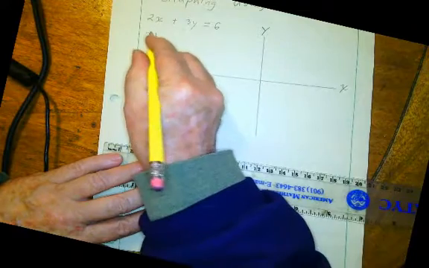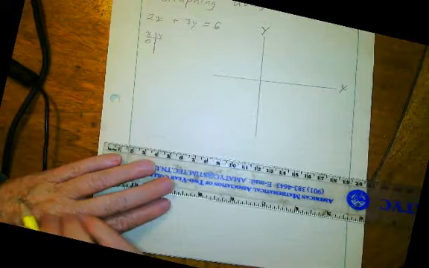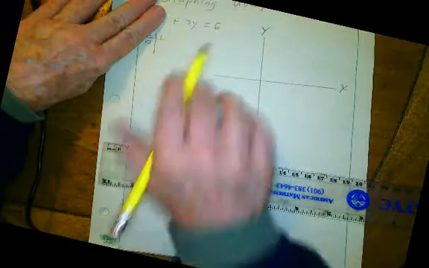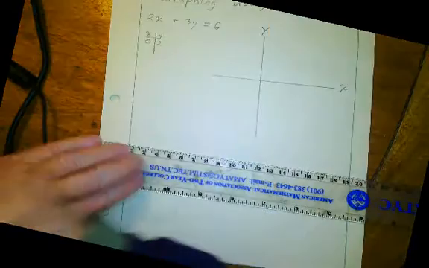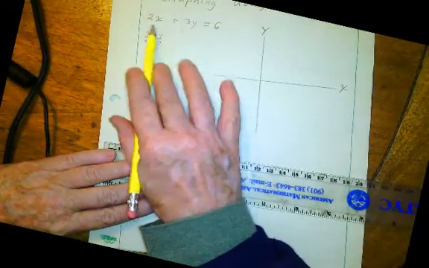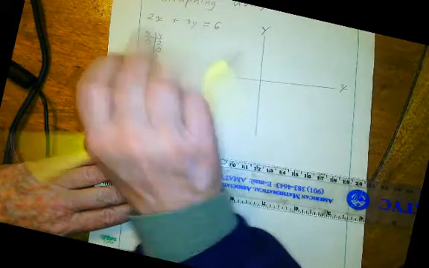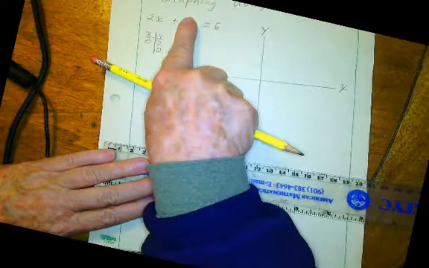On my x and y table, if x is 0, I simply cover over that because the 0 makes the 2 disappear. Divide 6 by 3 and I'll get 2. So my y-intercept will be 0, 2. To find the x-intercept, we'll put a 0 for y. Cover over the y term and divide 6 by 2, we'll get 3.